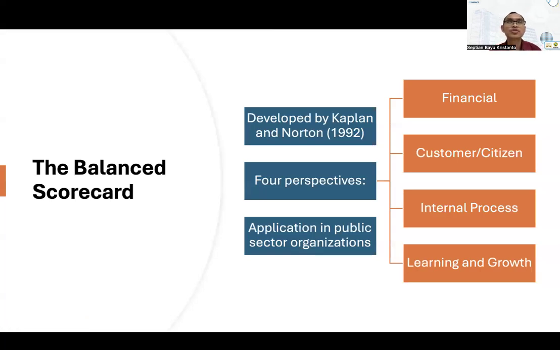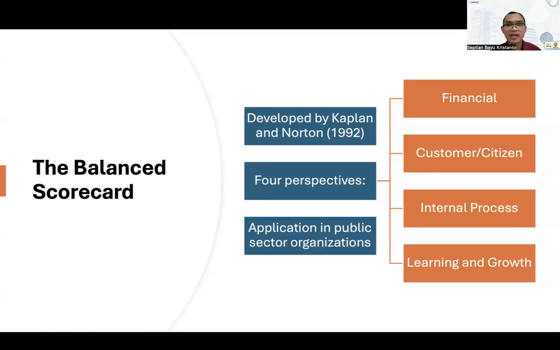So what are the tools that we can prepare to create performance measurement in public sector accounting? We can use the balanced scorecard. As accountants, I believe that you have learned or heard about the balanced scorecard.